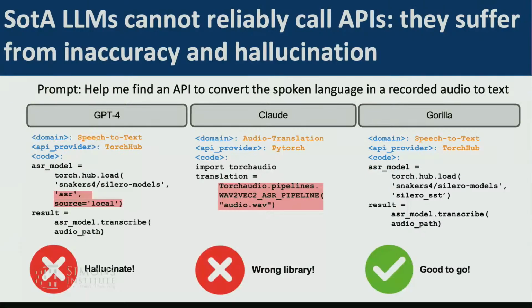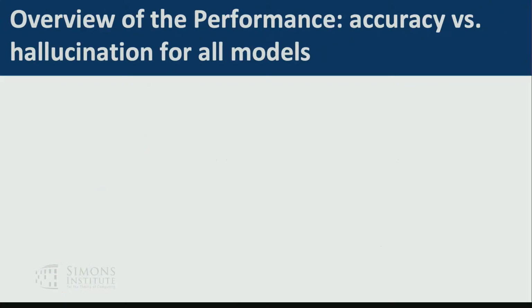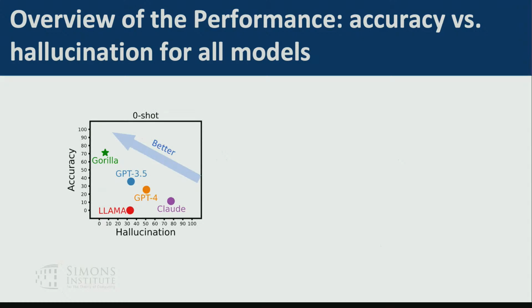But how does this perform across an actual data set, beyond these examples? What I have here is hallucination on the x-axis and accuracy on the y-axis. You want to be in the top left corner. Lower hallucination is better, higher accuracy is better. And as you can see, Gorilla can do much better than a lot of closed source and open source models.